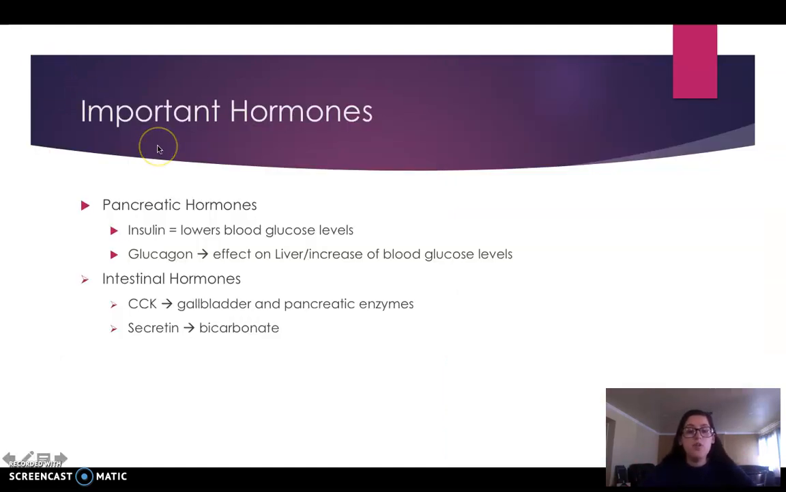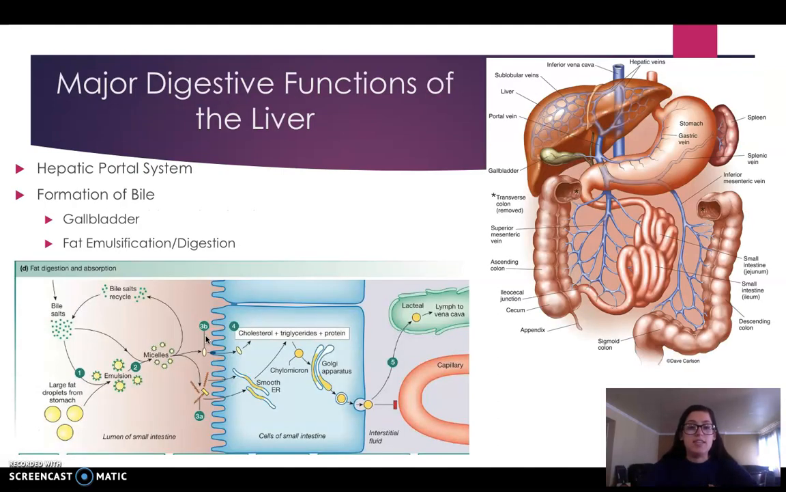So important hormones to consider are pancreatic hormones, which are our endocrine function of the pancreas: insulin and glucagon, which act antagonistically on blood glucose levels. And we have our intestinal hormones. CCK is an important one, and it stimulates the gallbladder to release bile, and the pancreas to release pancreatic enzymes. Secretin helps to stimulate that bicarbonate release from the pancreas as well. So CCK and secretin are intestinal hormones that can help to begin the digestive process in the small intestine.